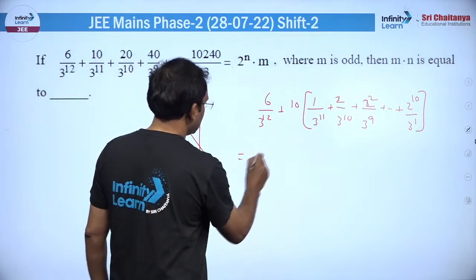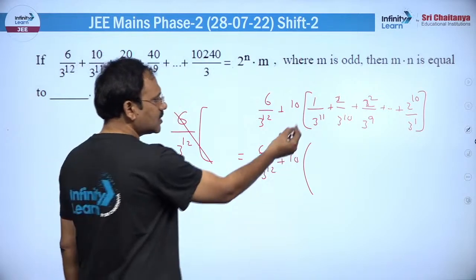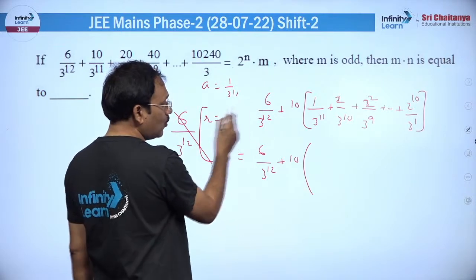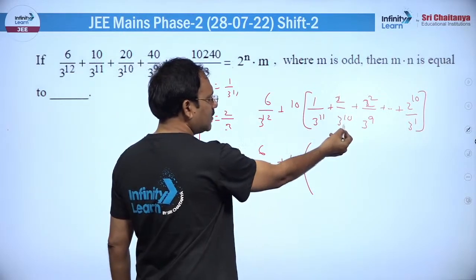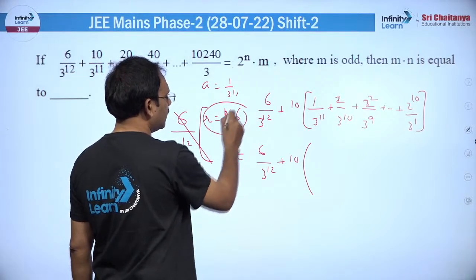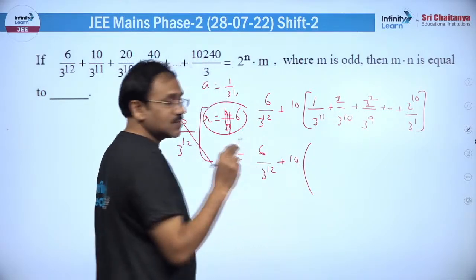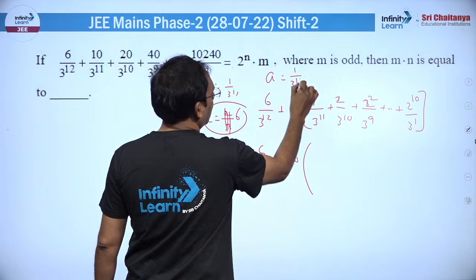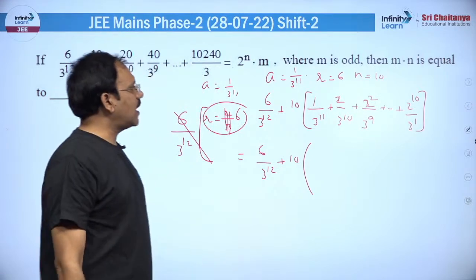You see, this is 6 by 3 power 12 plus 10 into, and here it is a GP with first term 1 by 3 power 11. And can you say the common ratio? Every time 2 is getting multiplied and 3 is getting reduced, so it is 2 by 3. You just multiply this, into 2 into 3, like that. So this is a GP with first term 1 by 3 power 11, common ratio 6, number of terms is going to be 10. So you just apply the formula.